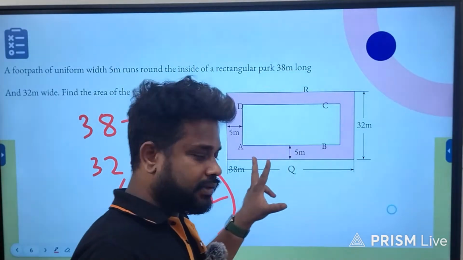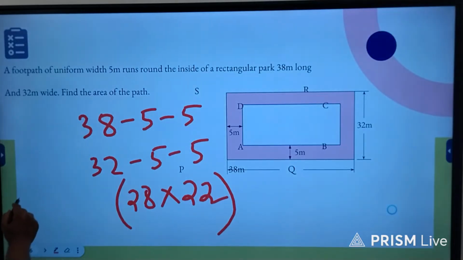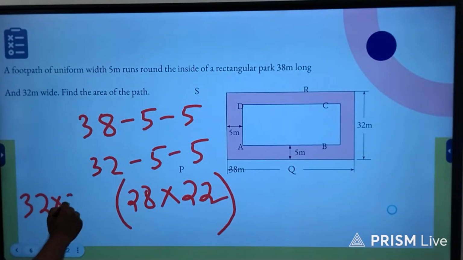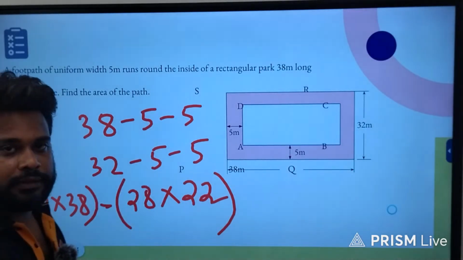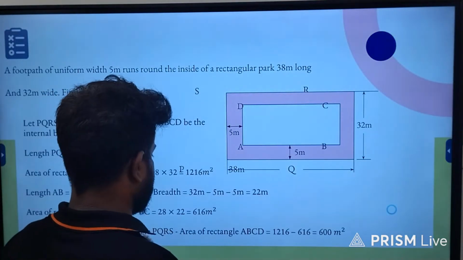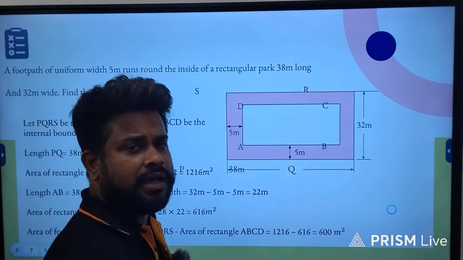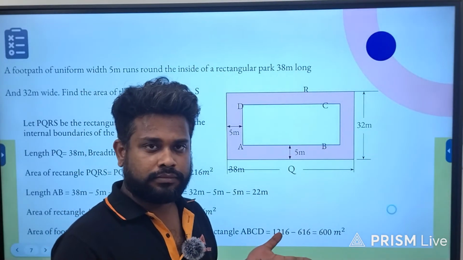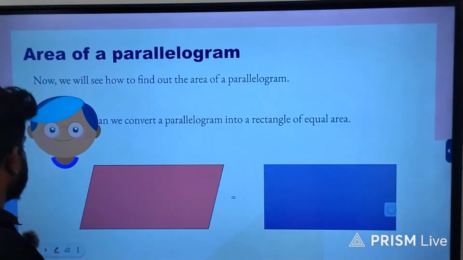connecting the two paths, and this will be the area of the rectangular park without the path. Okay. So, its answer will be 616, maybe, sorry, 600. 600 will be the area of the path. Okay. So, let us go further.